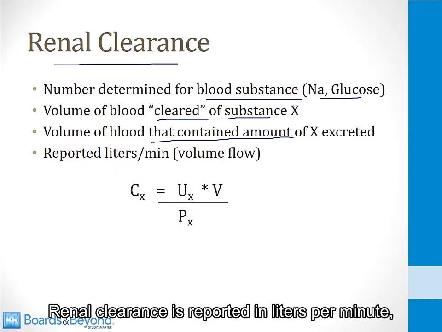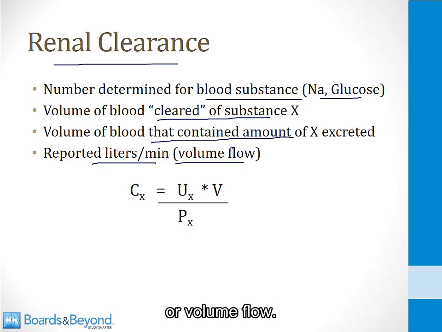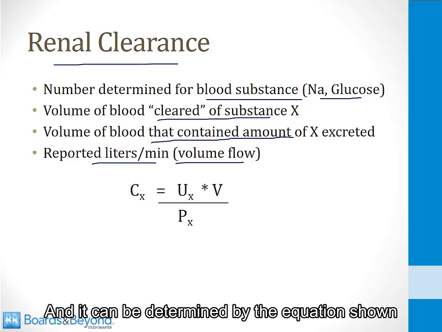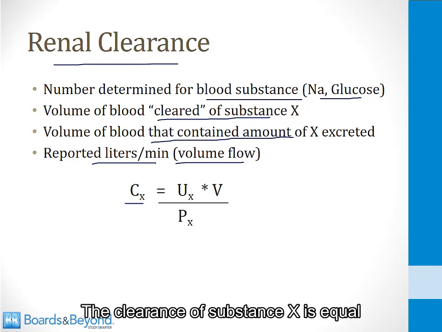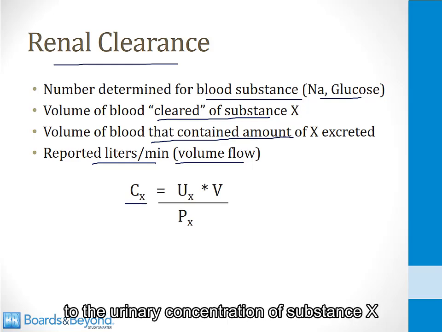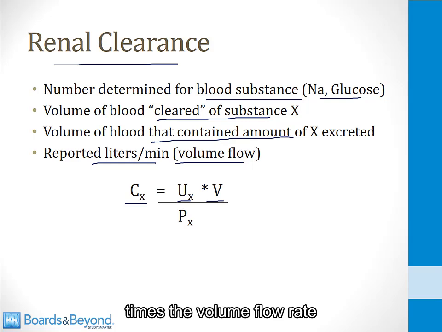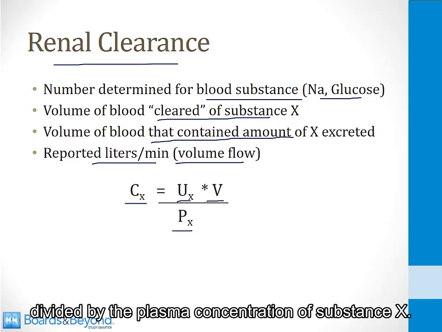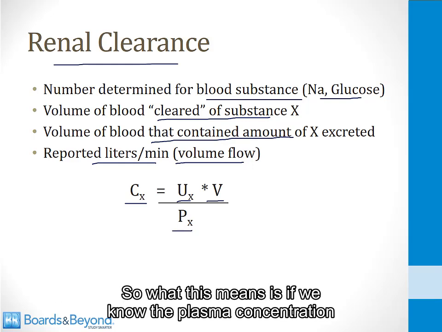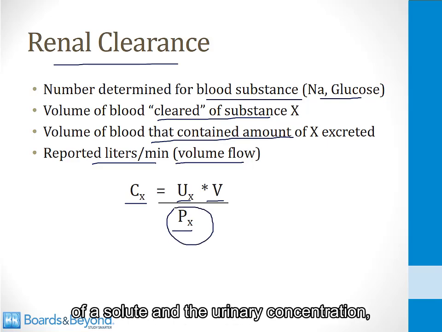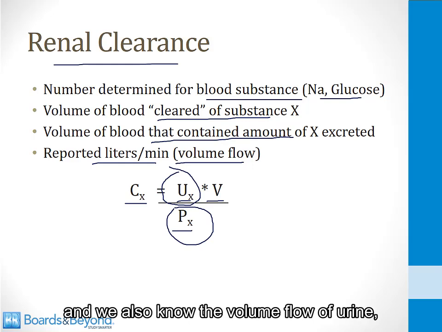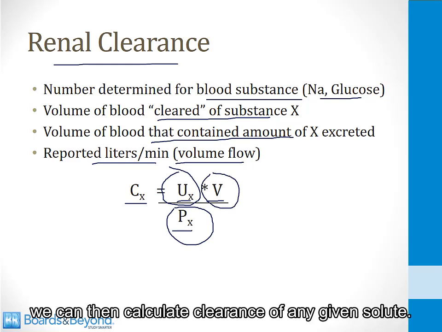Renal clearance is reported in liters per minute, or volume flow, and it can be determined by the equation shown on the screen. The clearance of substance X is equal to the urinary concentration of substance X times the volume flow rate, divided by the plasma concentration of substance X. So if we know the plasma concentration of a solute and the urinary concentration, and we also know the volume flow of urine, we can then calculate clearance of any given solute.